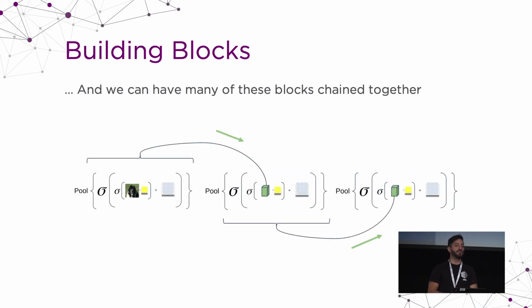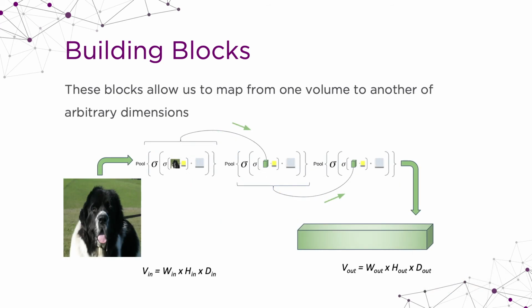And not only that, but we can have many of these blocks chained together. You can do your sets of convolutions and pooling, and then you get some kind of volume output, and that becomes your input into your next set of blocks. You just chain them together more and more, and then you can build deeper and deeper neural networks. So this allows us to go from arbitrary dimension to arbitrary dimension. If we take back our image, we do some series of convolutions and nonlinear activations, we pool, we then do that again, as many times as you want. And eventually, you get this output volume.